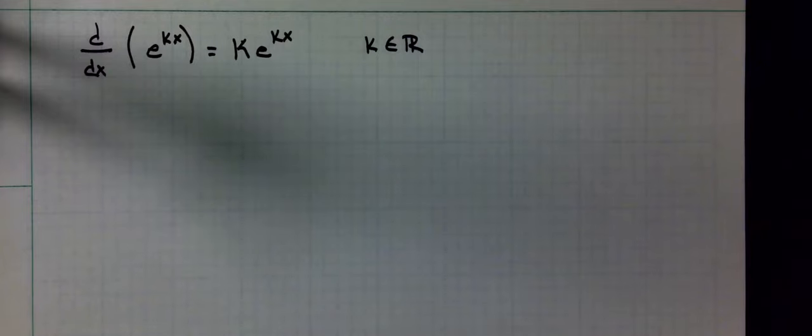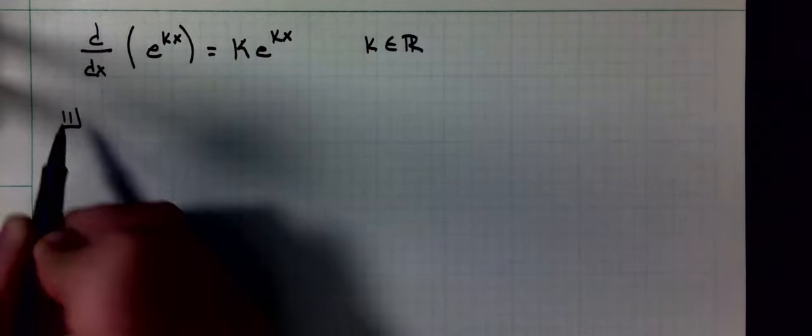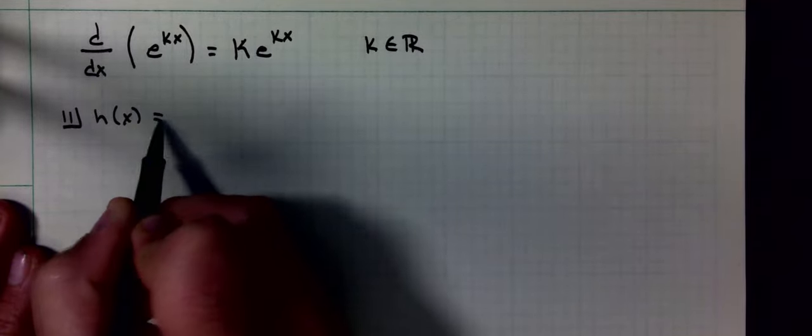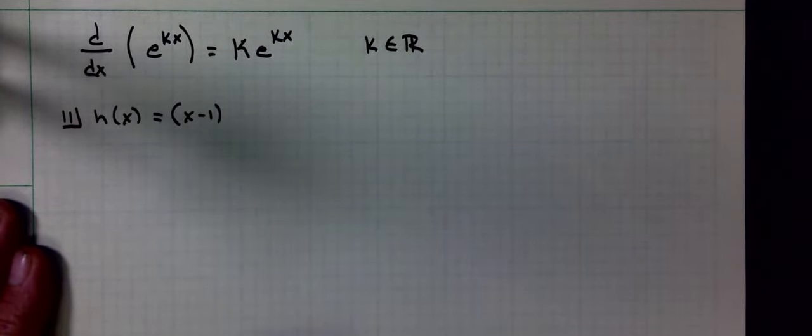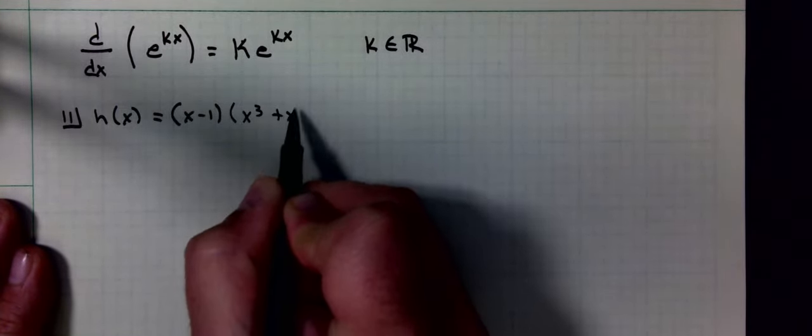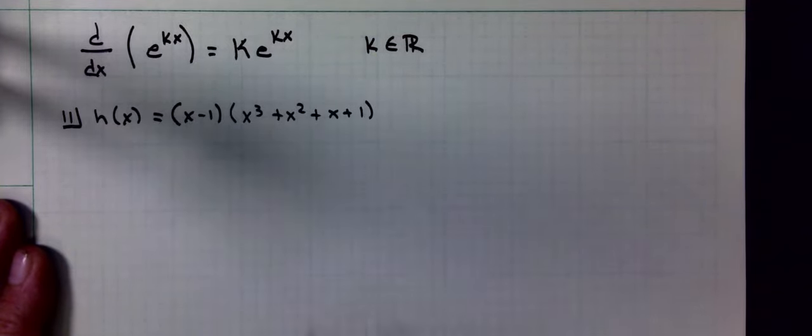So I'm going to do a couple of examples that are like your homework problems. Your first homework problem is 11. It doesn't tell you specifically to use the product rule, but I would like you to. And 11 is h of x equals x minus 1 times x cubed plus x squared plus 1.